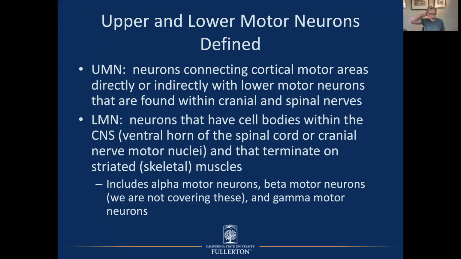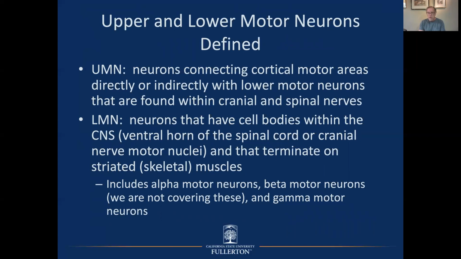The lower motor neurons are neurons that have cell bodies within the CNS. If you're talking about the spinal cord, it would be the ventral horn of the spinal cord, or the cell bodies are in the cranial nerve motor nuclei, if you're talking about brainstem and cranial nerves. And these lower motor neurons terminate on striated muscles.